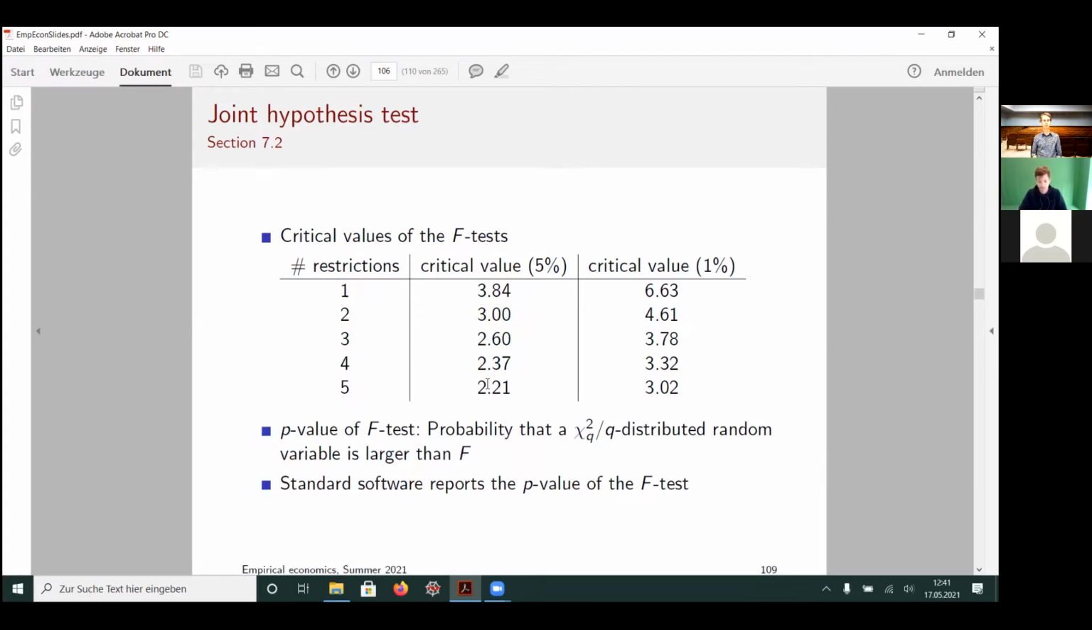It's also possible to compute the p-value of the f-test. That's the probability that, well, it's again slightly complex here, and we don't derive that. It's the probability that a certain random variable is larger than the value of the f statistic that we compute from our data. And we need not really care about that, because the p-value and the test decision, if you like, of the f-test is in a standard way reported by any software packages that you use in economics.